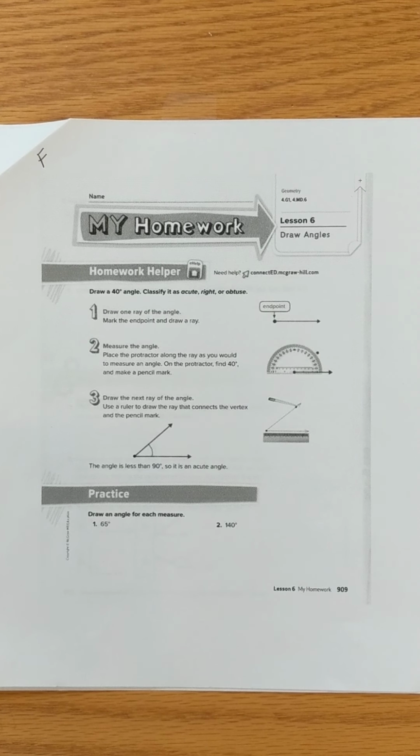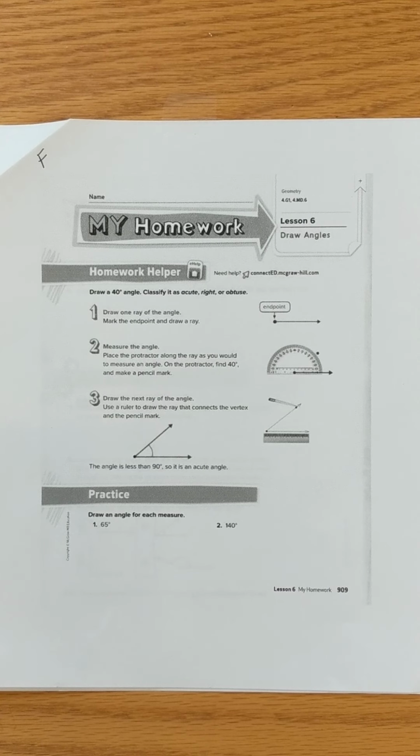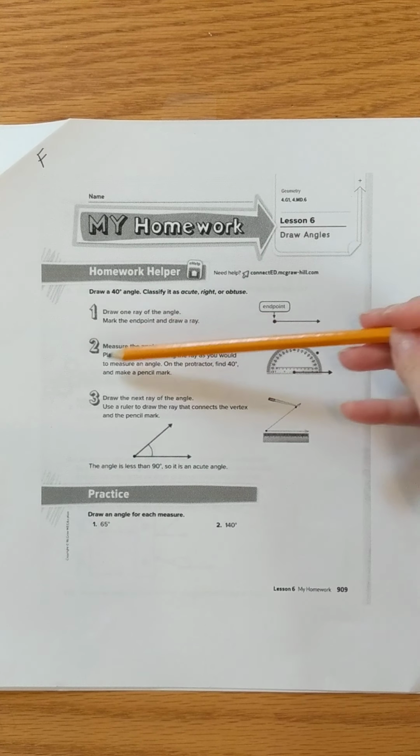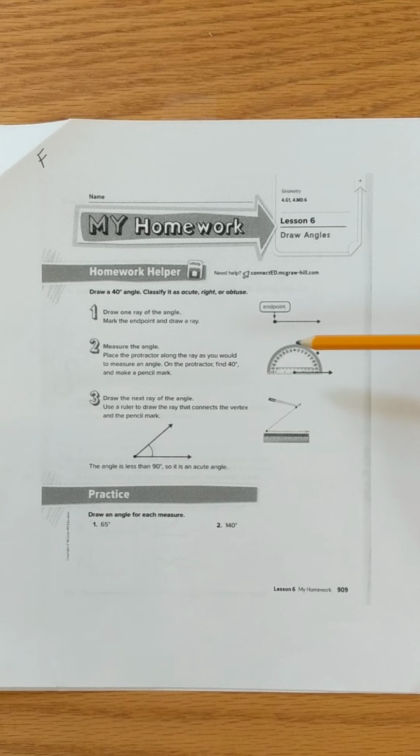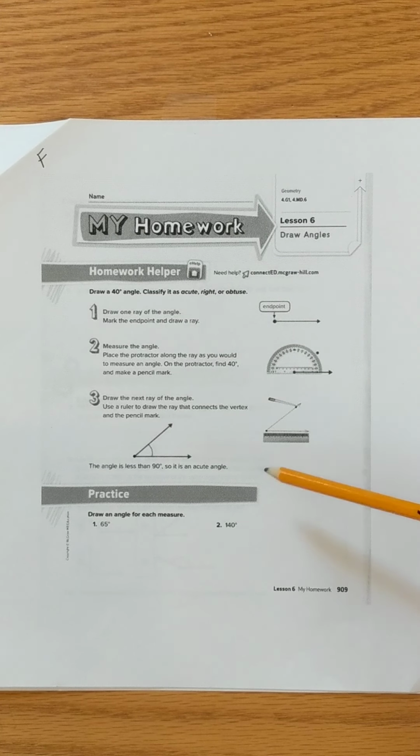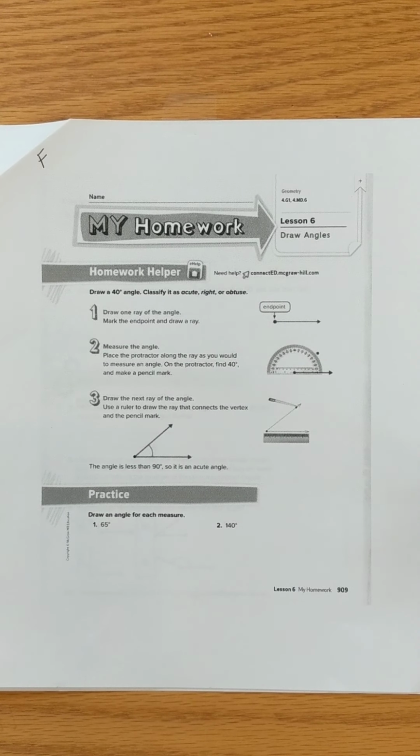This is the math homework for May 1st. We're on page 909. You need your protractor for this assignment. The homework helper example is just going over how to draw a ray. So remember, you need to mark your endpoint and your ray. Use your protractor to find the measurement mark and then connect the 2 points to make your second ray.